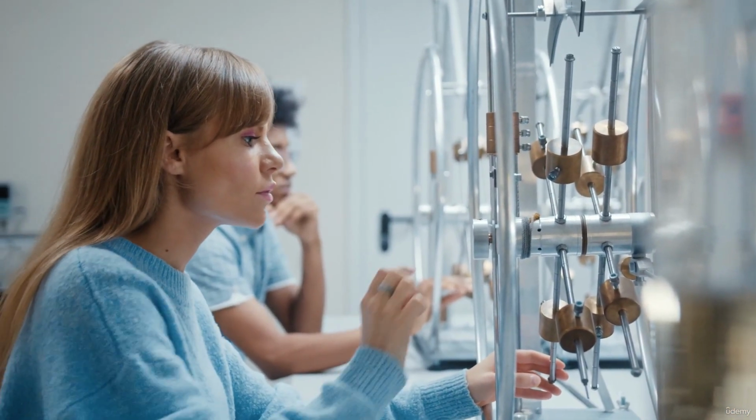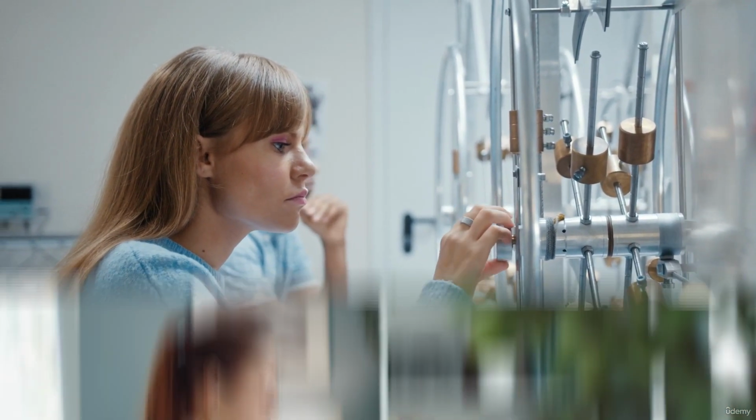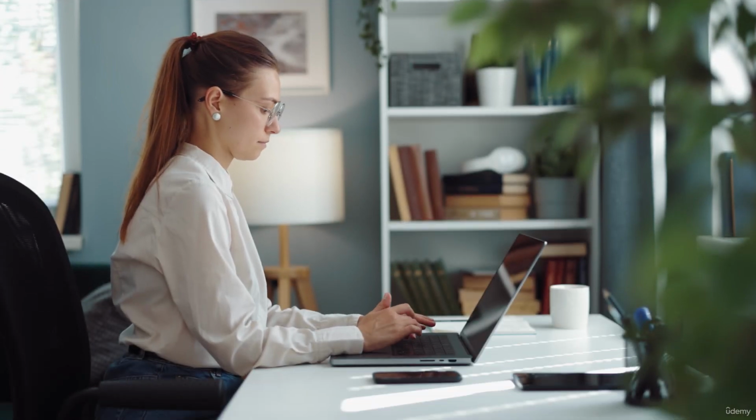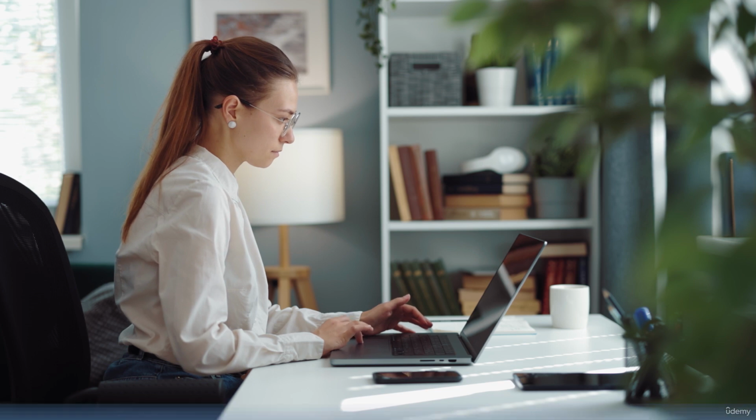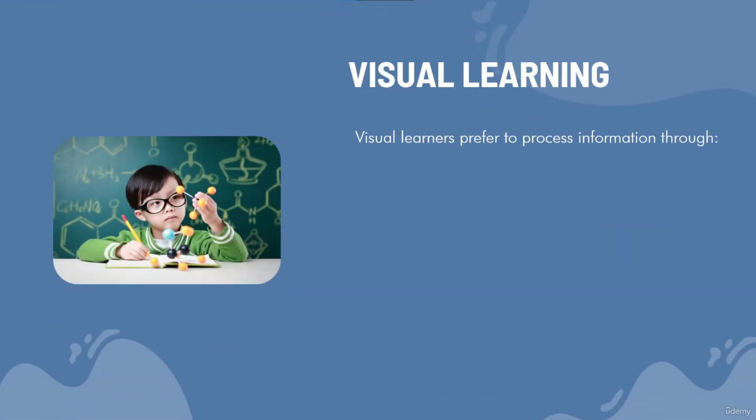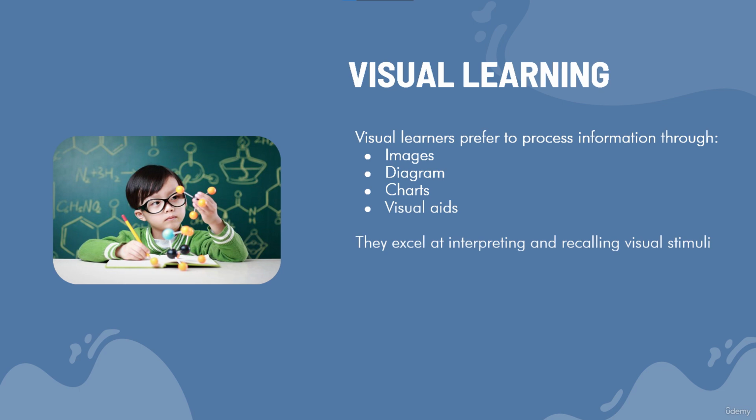Let's delve into the characteristics of each learning style and explore practical strategies to cater to diverse learning preferences. Visual learners prefer to process information through images, diagrams, charts, and other visual aids. They excel at interpreting and recalling visual stimuli, such as maps, graphs, and illustrations.